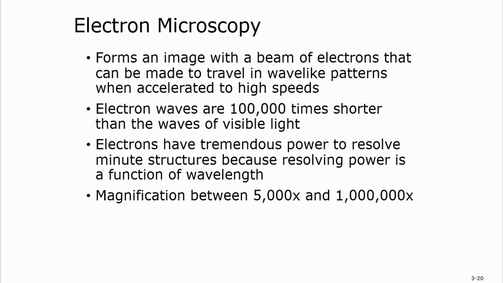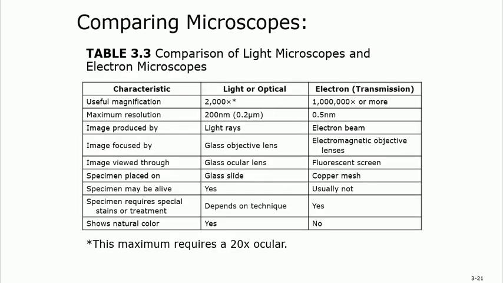Okay? So you're using electrons. This is comparing the two, minimal and maximal. You're using light rays in the optical or light microscope versus electron beams. You're using a glass objective lens as a focusing lens, but the lens in the electron microscope is an electromagnetic one, and so on. It's compared. With the light microscope you're using glass as a slide. Here you're using a copper mesh to cover it.